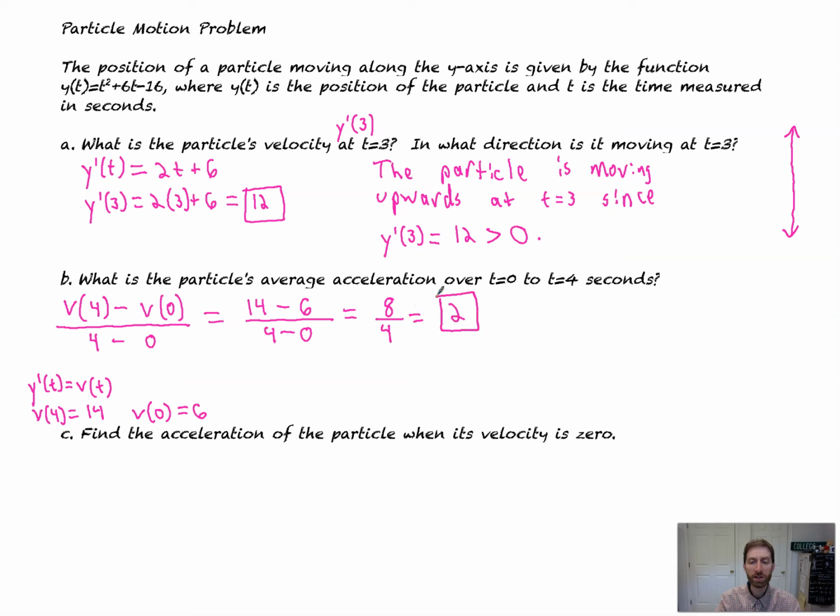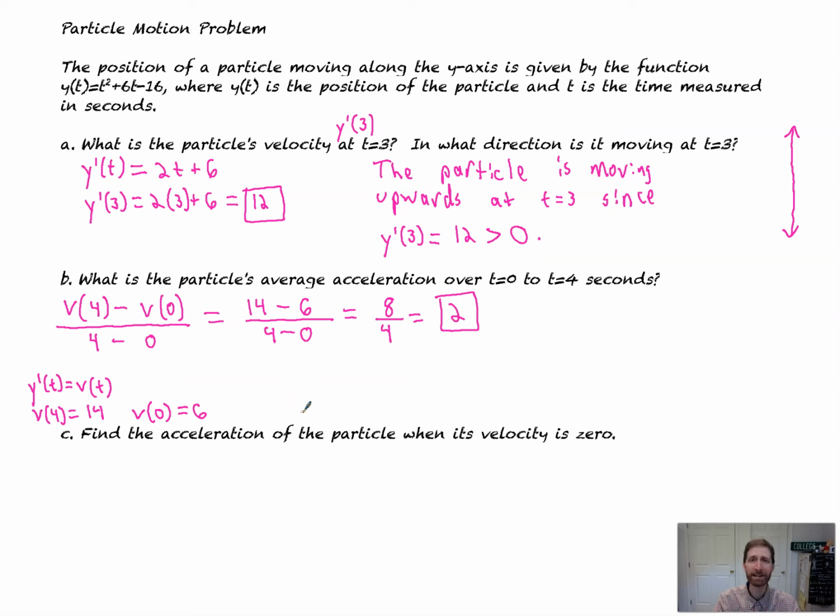And we don't have units here, though if we did, and let's say position was in meters, it would be in meters per second squared, because we're dealing with meters per second over seconds. So no units in this particle problem. But 2 is the average acceleration, the average rate at which velocity is changing over that interval.